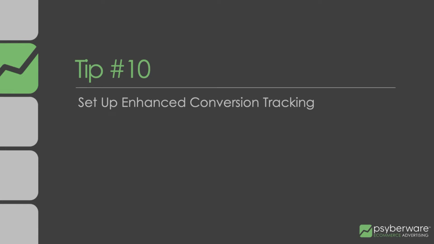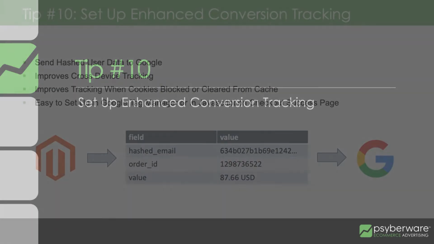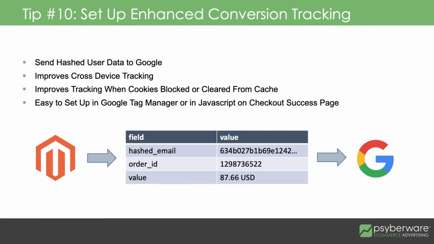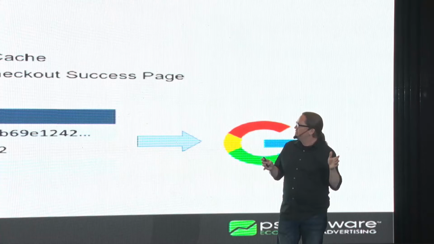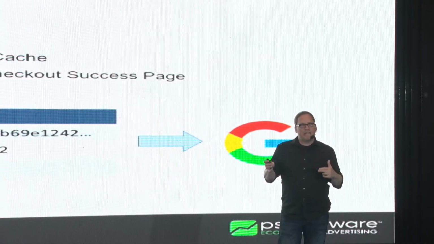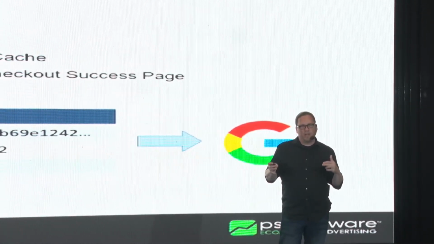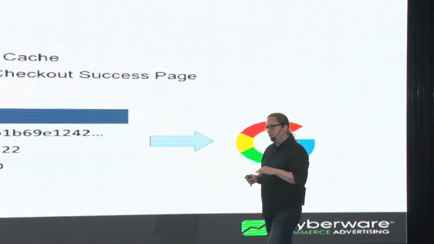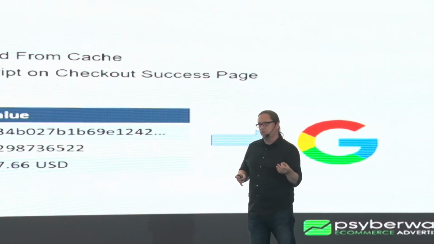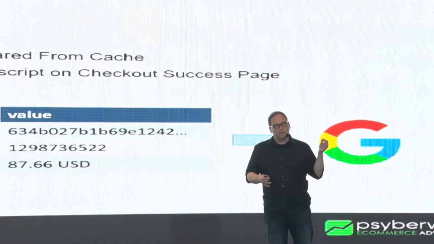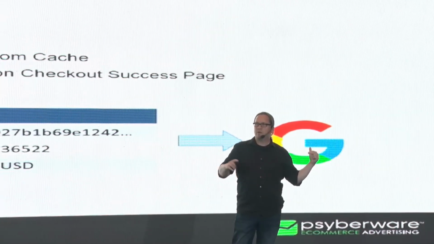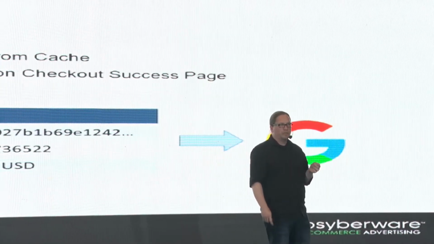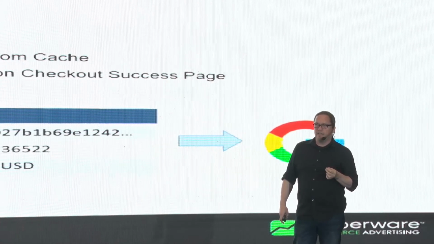And last tip, tip number 10, set up enhanced conversion tracking. A lot of people haven't done this yet, but similar to those customer match audiences, this is a way that you can send a little bit of extra information to Google based on the user data of the user who completed the order. And when that data gets passed to Google, if there's some other conversion tracking problem or cookies are being blocked, Google can match that that user clicked on an ad, came to your website, and made a purchase.